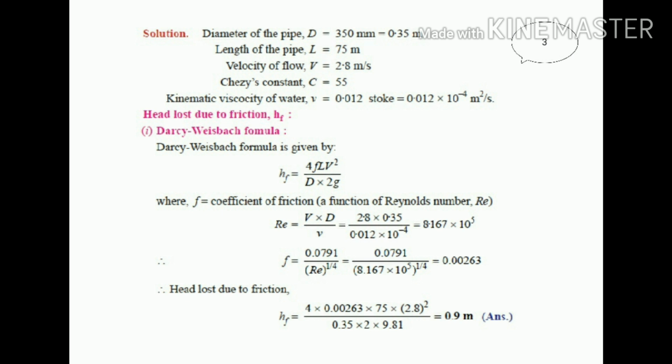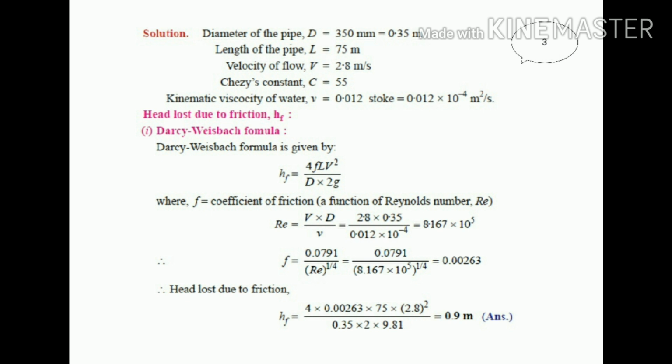Now just simply write the formula 4FLV square upon 2GD. Now what is unknown in this formula? L is given, V is given, D is given, so only F is unknown. F is the coefficient of friction, and we first have to identify which type of flow it is, whether it is laminar flow or turbulent flow. Then we have to choose which formula to write. Reynolds number is nothing but rho Vd upon mu. Now rho upon mu is nothing but 1 upon kinematic viscosity, so we have written the formula in the form of kinematic viscosity, which is given.